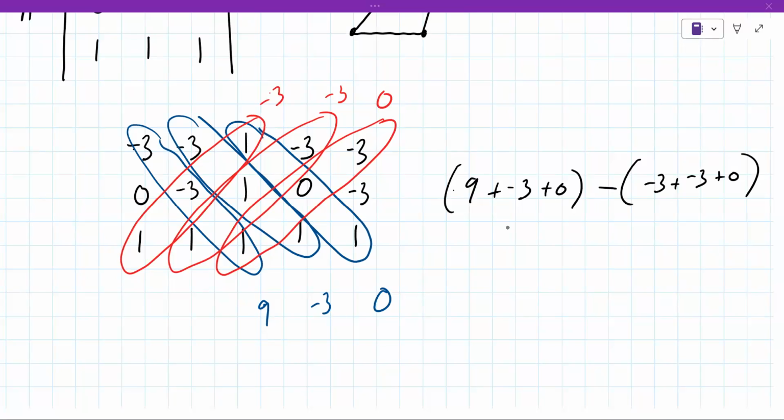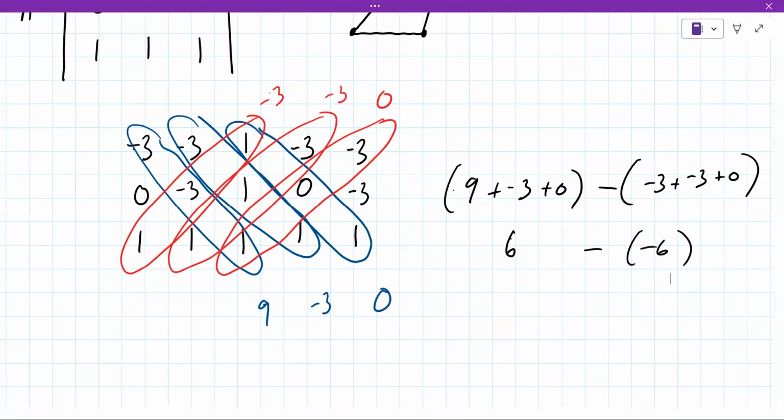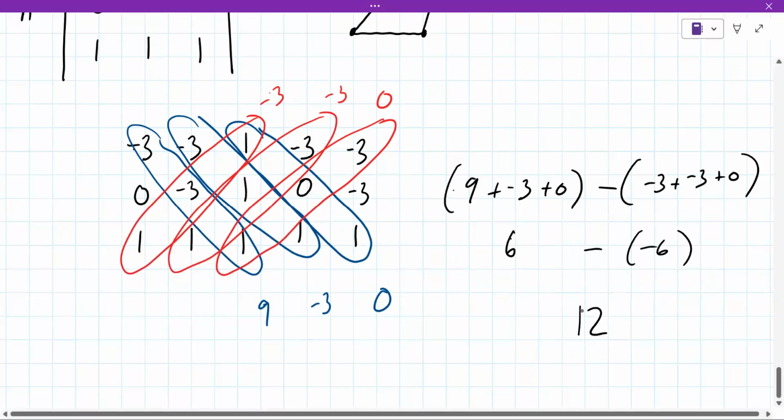Okay, so the first grouping is 6, right? And then it's minus a -6. Oh, oops. I think I messed that up a little bit. Let's cross that out here. So it would actually be +12. Positive 12, yes.